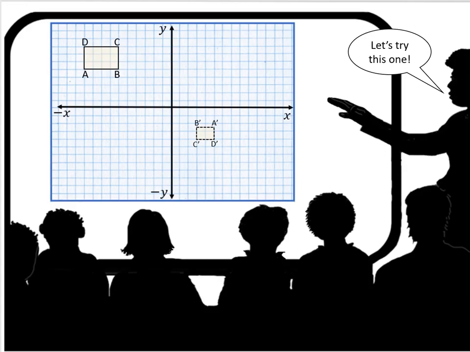Let's try this one. A sequence that would happen here, where you would go from this figure to this similar figure. Is there a way to go from here to there?